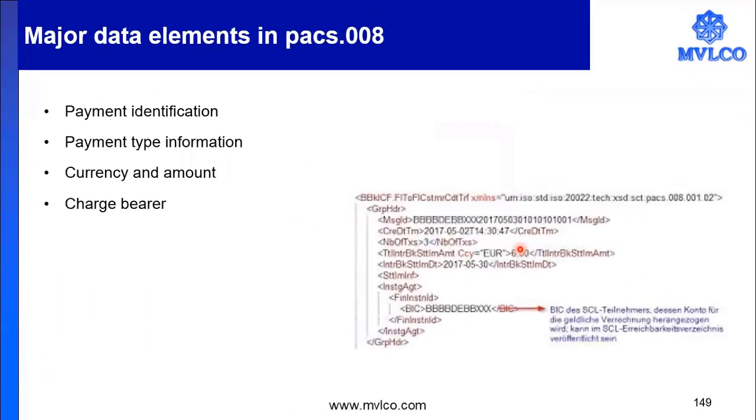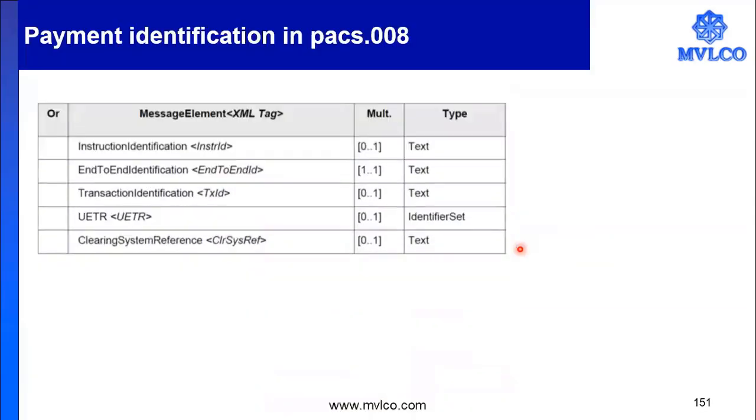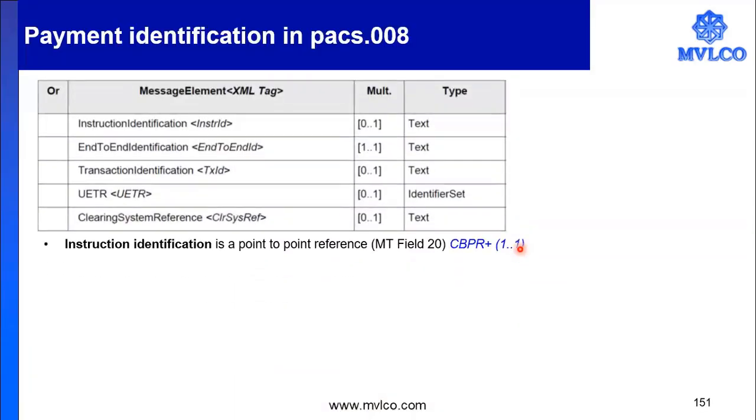This is what I'm going to discuss now. I'll be discussing the payment identification, then the payment type information, currency and amount elements, and the charge bearer elements is what we will be now talking about. So let's start with the payment identification method.